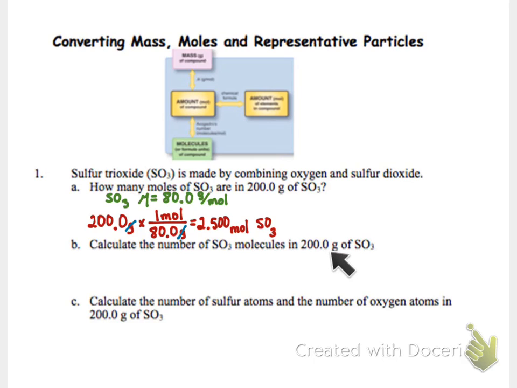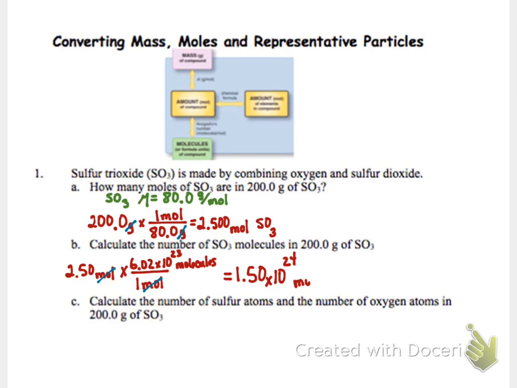So again, we started with 200 grams, so we already converted to moles, so now we're going to go from moles to molecules using Avogadro's number. So we have the number of moles, 2.50 moles, and multiply by the number of molecules in 1 mole. Moles has to cancel, so Avogadro's number is going to be on the top, and that's going to let us calculate the number of molecules. It's a very, very big number. These numbers are always going to be huge.